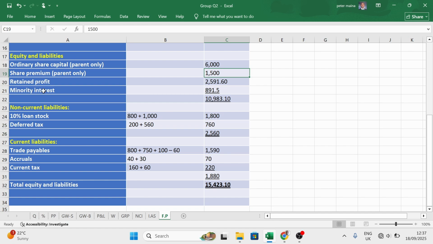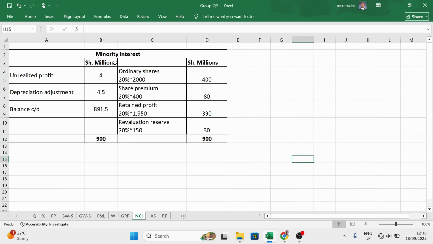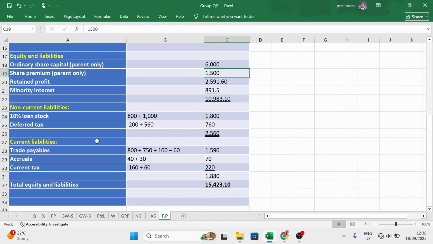Then you bring the minority interest, the balance from the minority interest account. We already prepared the workings. The balance carried down from minority interest account was 891.5. This is the figure we are bringing here, 891.5. So minority interest and retained profits are supposed to be shown at the equity section along with the share capital and the share premium.